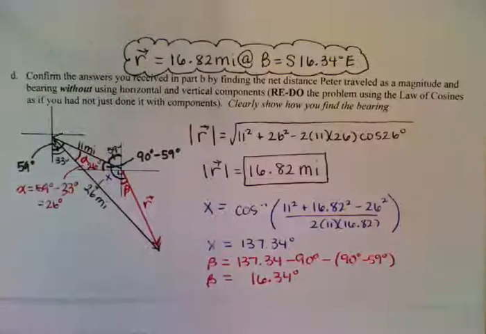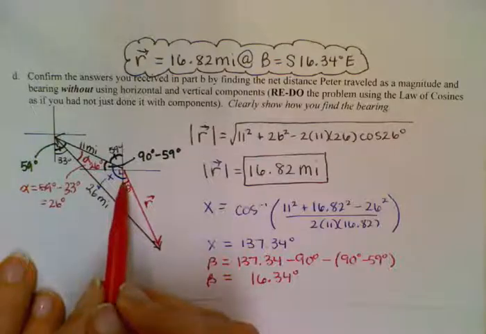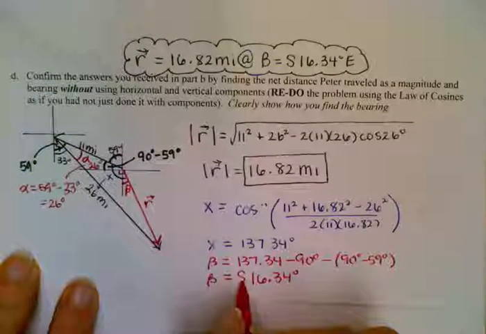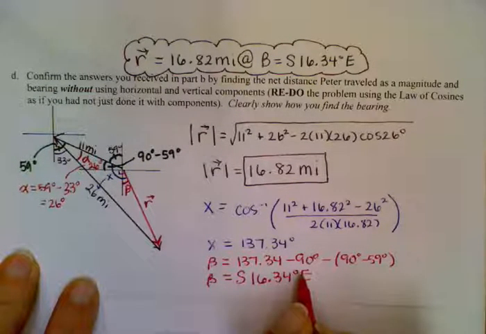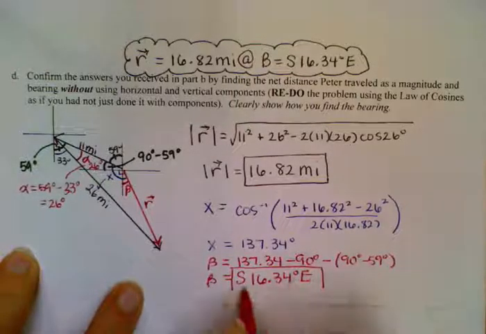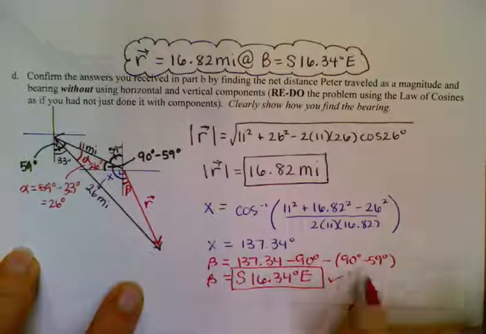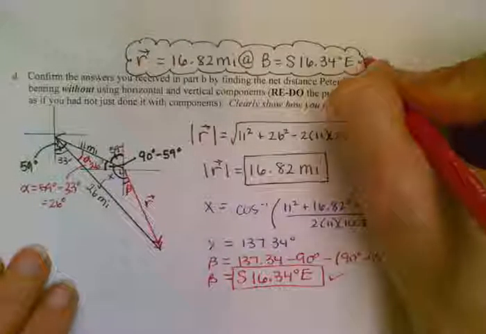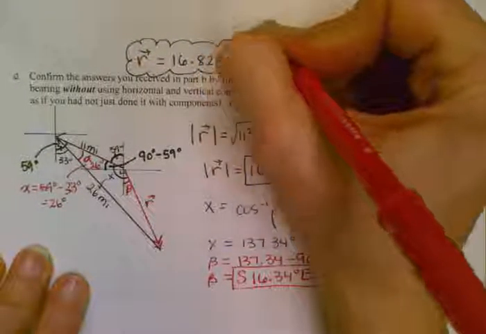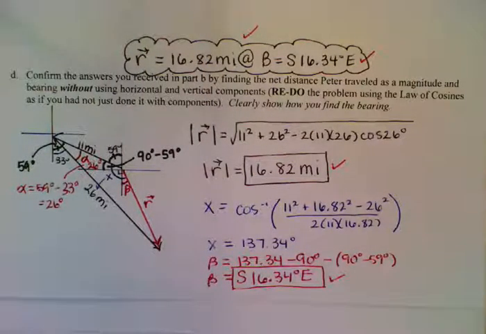And then remember that this is a bearing measure. It's going from the south towards the east. So we'll include that again. So we did, in fact, get the same results that we got from up here. And now we have used components to solve one problem. We also used the law of cosines, and we were able to do both ways.